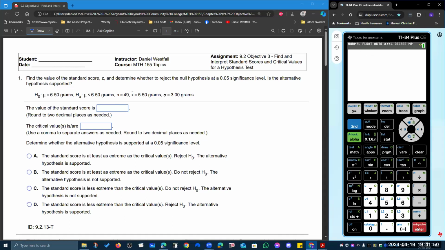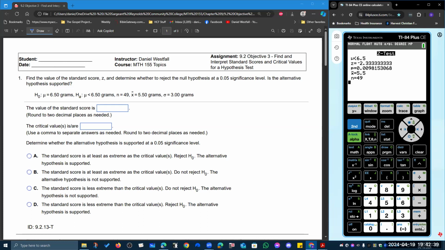We have our stats to put into the calculator. Our claim for the mean is 6.50 grams. Our standard deviation here is 3.00 grams. Our X bar for our sample was 5.50 grams. The number of pieces of data sampled was 49. And our HA is a less than statement, less than the value that is claimed. So HA is less than 6.5 is what we're saying there. Don't worry about the color. I just like blue and leave it on that.